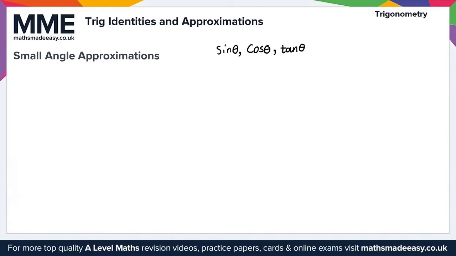So what are these approximations? Well, let's give the results first. Sine theta approximates to theta. Cos theta is the most complicated of the 3 approximations, and this approximates to 1 minus a half of theta squared. And finally, the approximation for tan theta, again nice and straightforward, approximates to theta. So we've got our 3 approximations here.